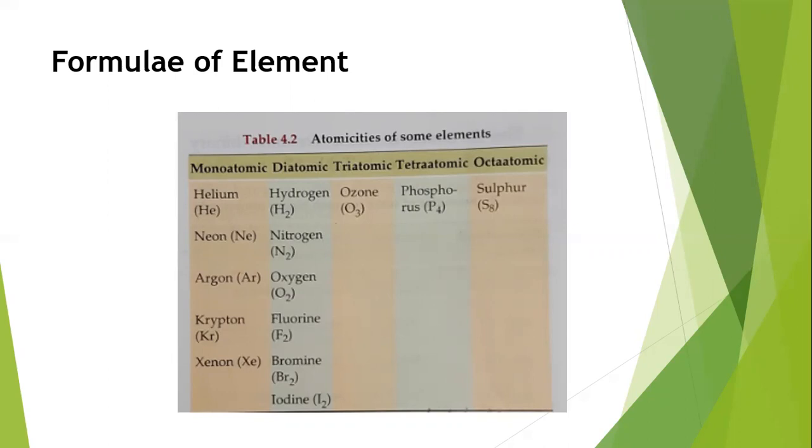So now next is, in triatomic, a common example is ozone, and it is represented as O3. Then for the atomicity of phosphorus, it is tetratomic and it is represented by P4. And next is octaatomic, that is sulfur, and it is represented by S8.